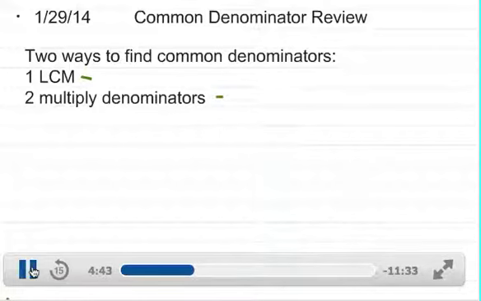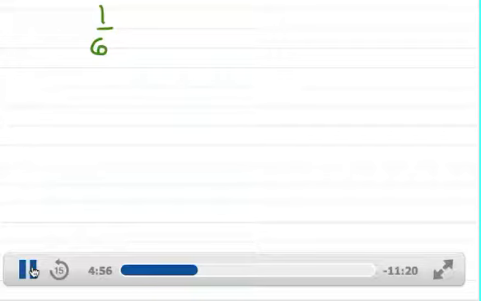And as always, if you see it on the screen here, you need to write it down unless you hear otherwise. So, we are going to take our first problem of 1/6 plus 1/8.